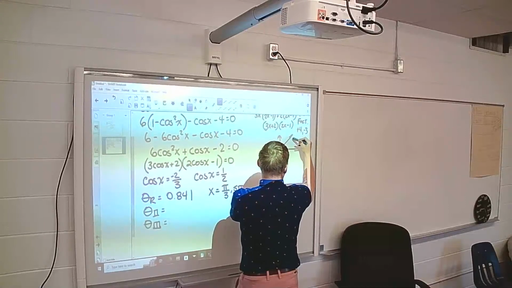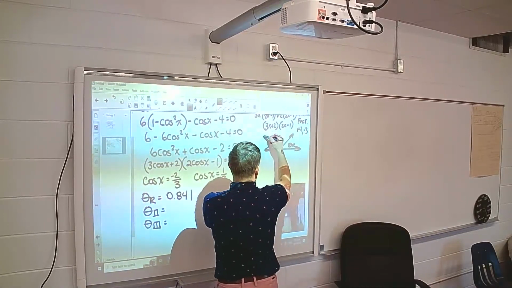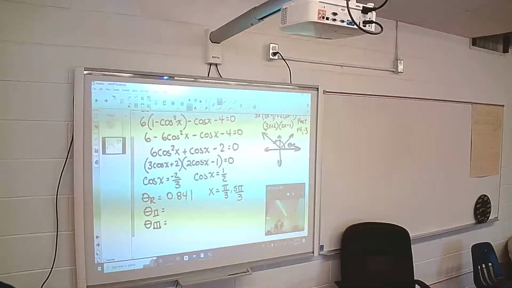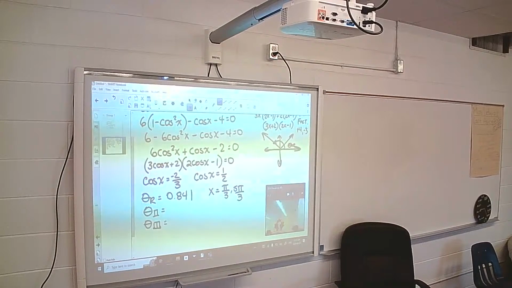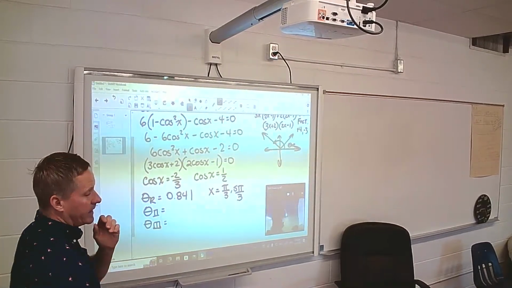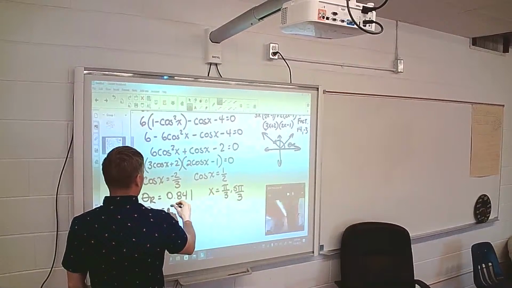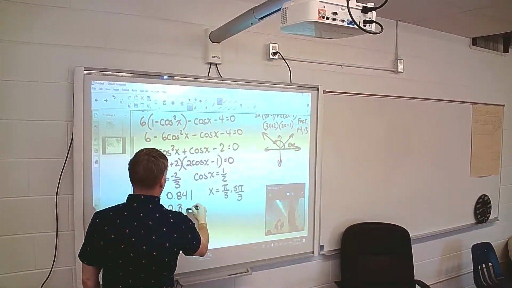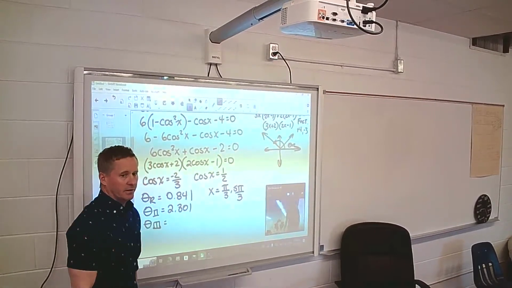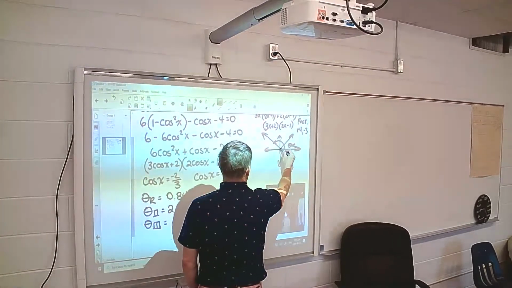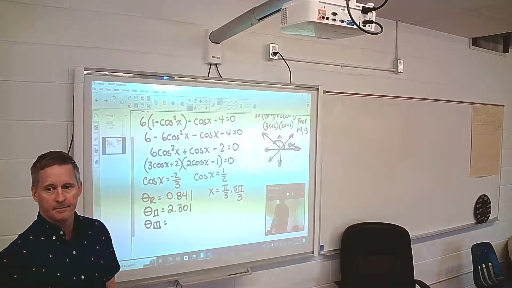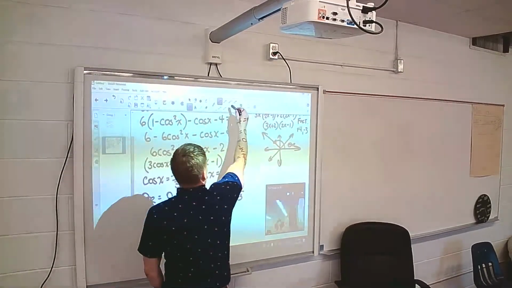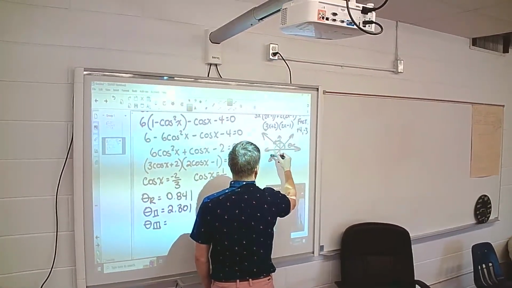We just found this right here, the reference angle, right? I need that angle right there. So, pi minus. Yes, very good. So pi subtract 0.841, which is? Anybody? 2.301. Okay. And then how do I get the third quadrant, Reese? 2 pi minus that angle. No. I'm going from here to here, Reese. And there's my reference angle.